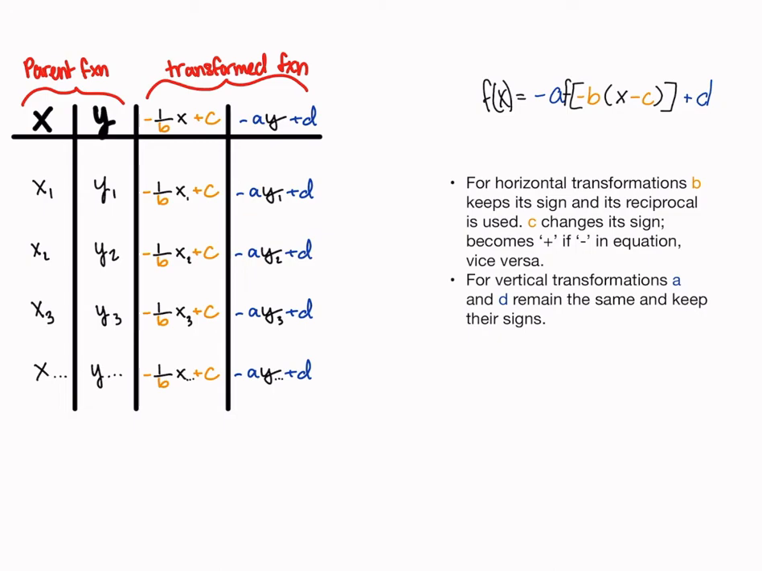And then I show how I transform both the x and y portion of each coordinate. The factors along with their signs for the stretches or compressions are multiplied by x or y, and then the translation is added. For horizontal transformations, b keeps its sign and its reciprocal is used. C changes its sign, becomes positive if negative in the equation, and vice versa. For vertical transformations, a and d remain the same and keep their signs. I know this looks a bit intimidating right now, but it's way easier in practice, so let's do a few examples.